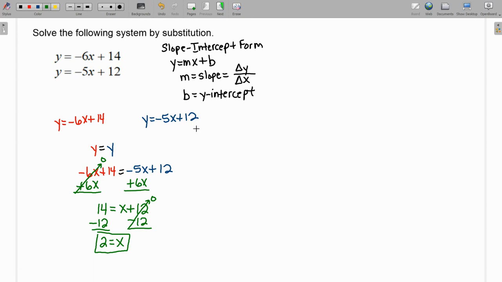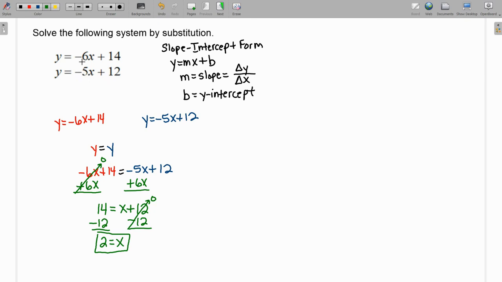Now, what I need to do is I now need to find out what y is. Now, I know that y is equal to negative 6x plus 14, and I know that y is equal to negative 5x plus 12. All I need to do in order to find out what y is replace one of these x's in either one of these equations with 2, and then that will allow me to solve for y. So I have a choice here. I can either use the top equation or I can use the bottom equation.